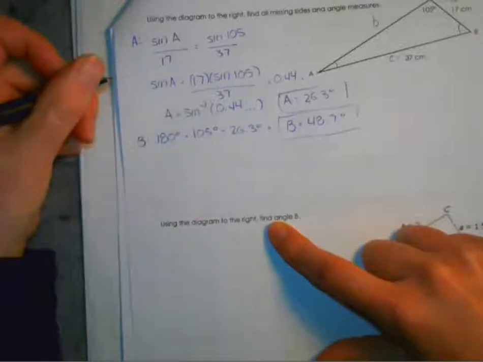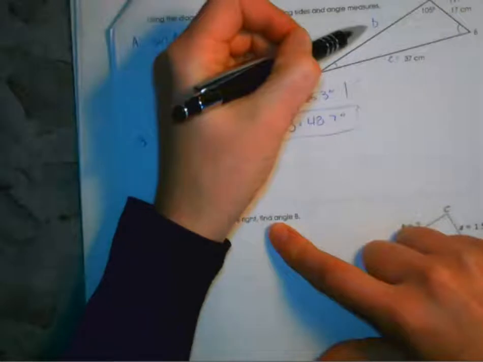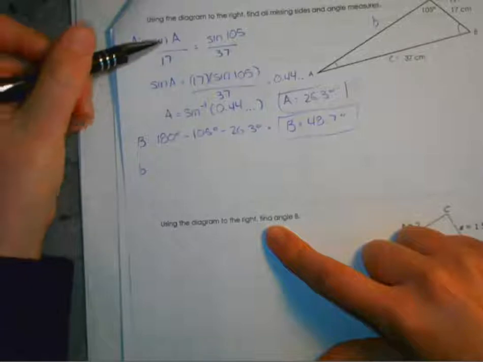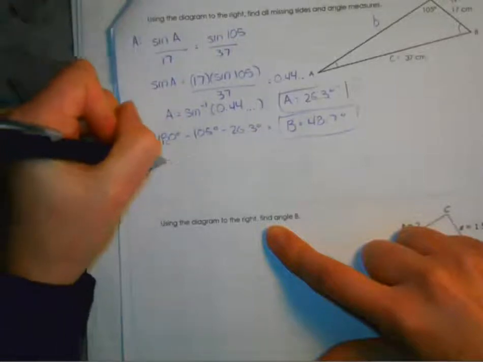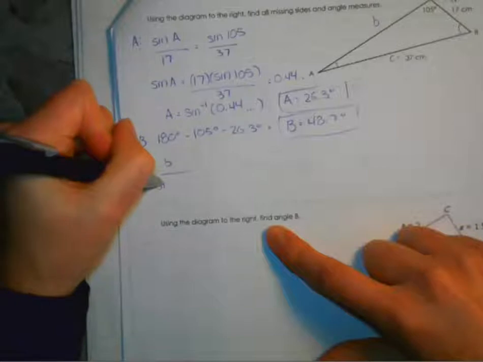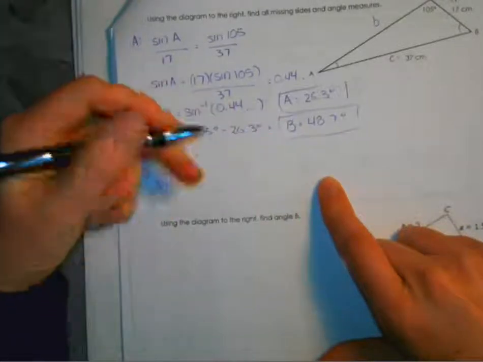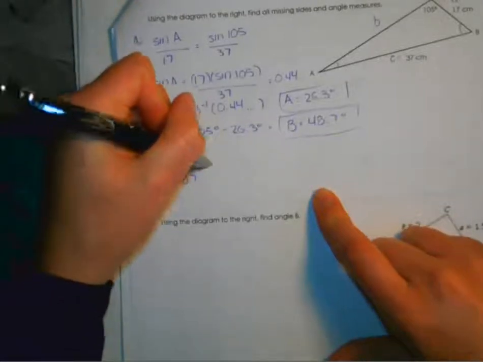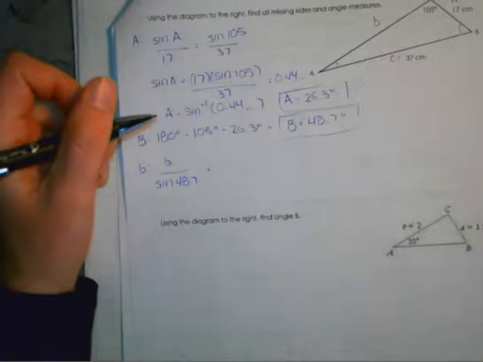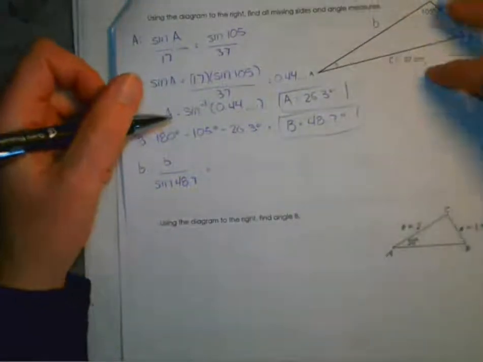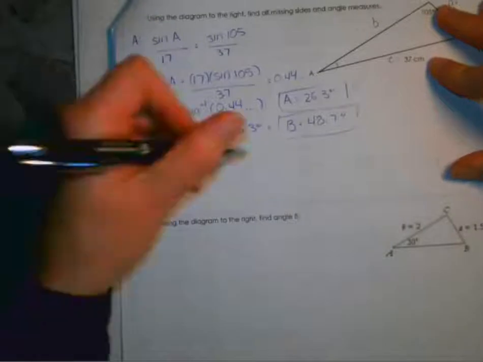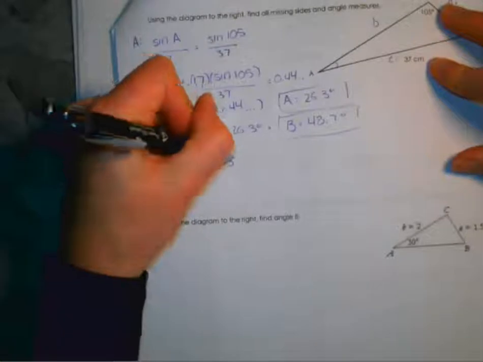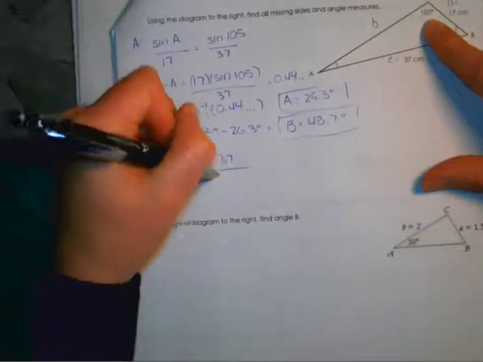Okay, so then the last thing we need to solve for is side B. Again, if we're solving for a side, you want to use the version of the sine law where the side is on top. So little b over sine of angle B, which was the 48.7. And that's going to be equal to, remember, the one that you already had the most information given initially, which is C and C. So we're going to do 37 over sine 105.